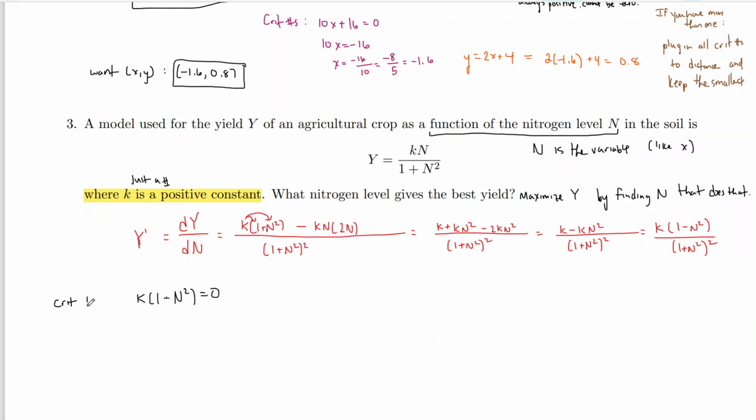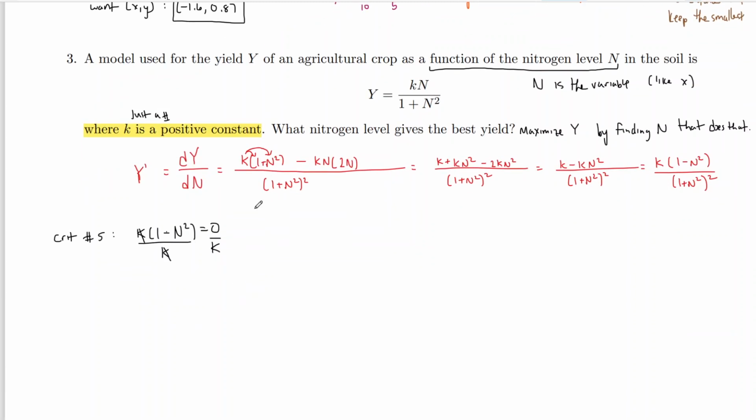Label this as finding the critical numbers. Now k is just a positive number, so it is important that k is at least not 0, because if k was 0, this equation would be irrelevant because the top would be just 0, but also you couldn't divide by 0. It could have been negative and this would still work. All right, and we have 1 minus n squared equals 0. Now solve this for n.